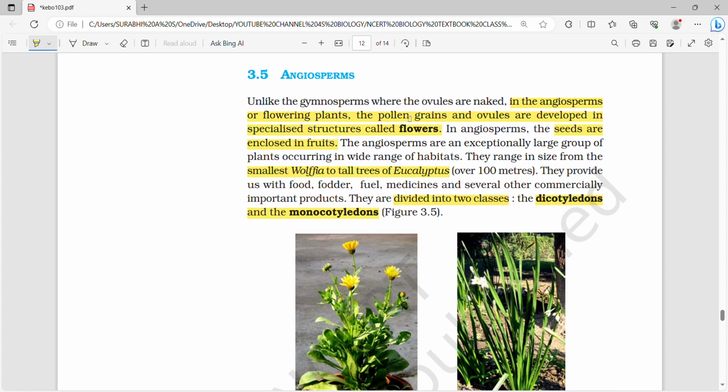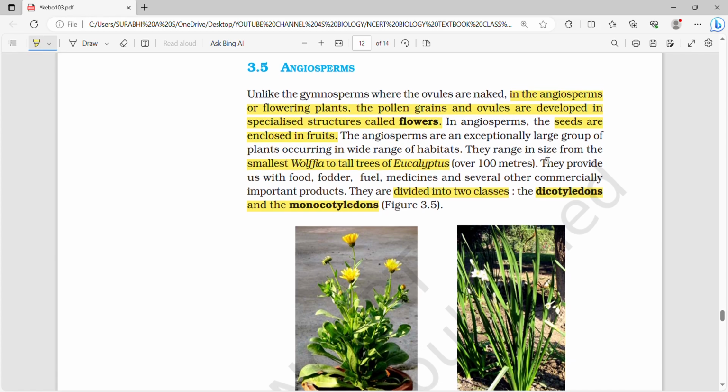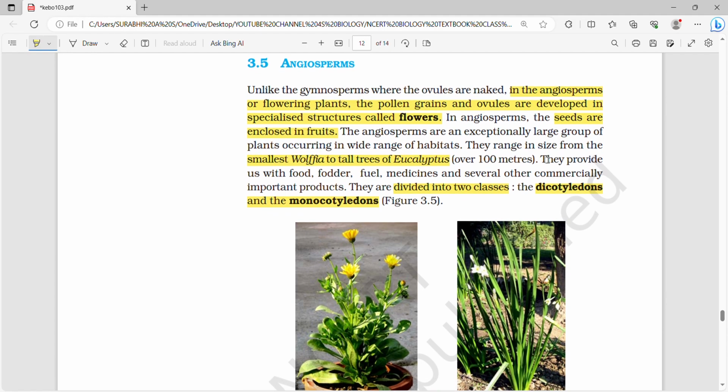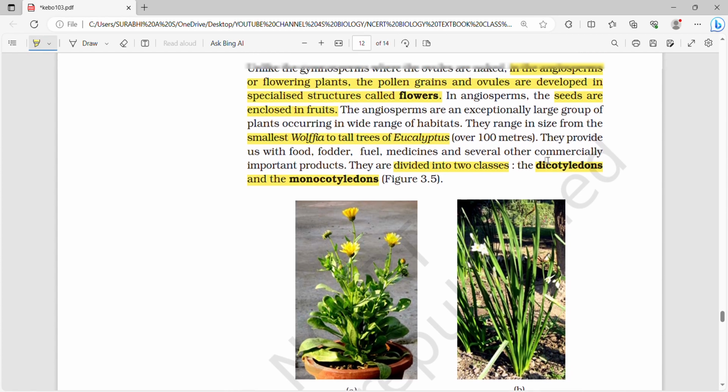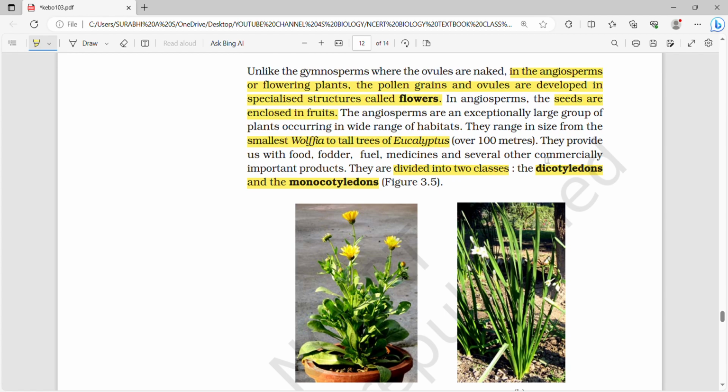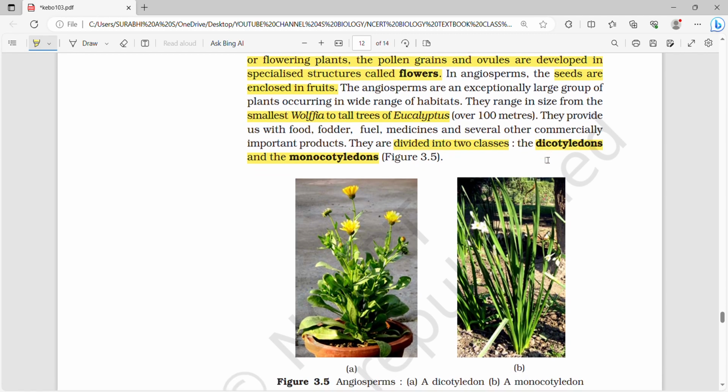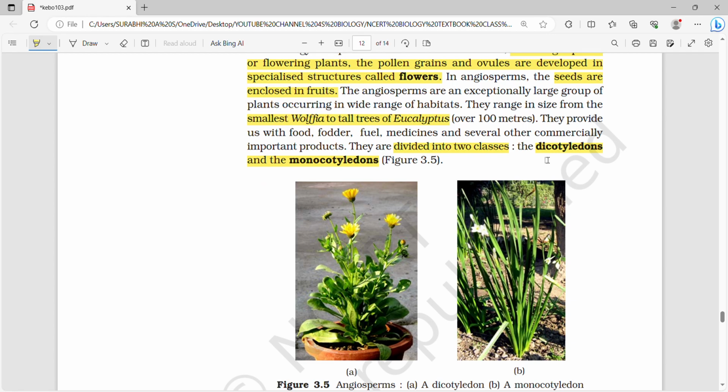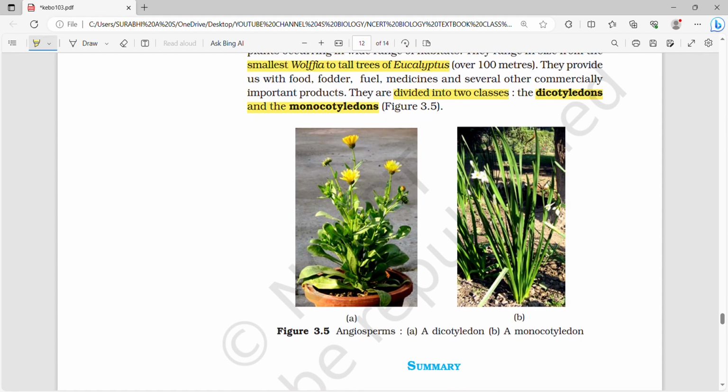Next, moving on to the last part, that is angiosperms. In the angiosperms, the pollen grains and ovules are developed in the specialized structure called flowers. So this is important. And the seeds are enclosed in the fruits. Here there is an ovary wall. So here also their seeds are not naked. The smallest is Wolffia to tall trees up to Eucalyptus. And they're divided into 2 classes, dicot and monocot. And this is not much important.